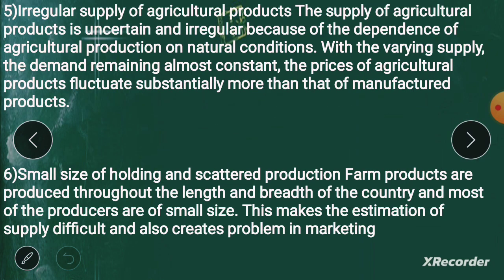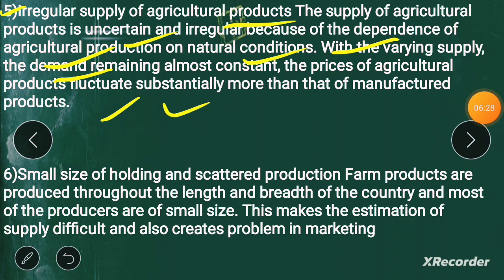The fifth is irregular supply of agricultural products. The supply of agricultural products is uncertain and irregular because of the dependence of agricultural production on natural conditions, with the varying supply and demand remaining almost constant. The price of agricultural products fluctuates substantially more than that of manufactured products.